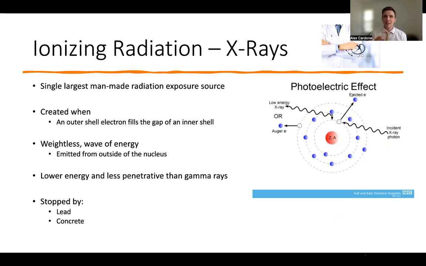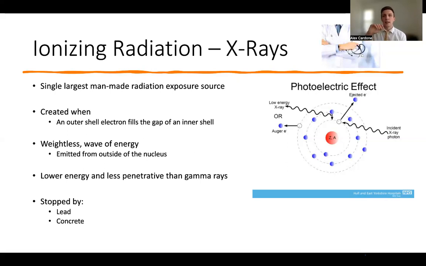The biggest thing with this is how X-rays are created. X-rays are created whenever a foreign energy source comes in and interacts with one of the inner shell electrons of an atom, and it causes that electron to go away. It completely leaves the atom. It bounces it off. And what that does is make the atom extremely unstable.